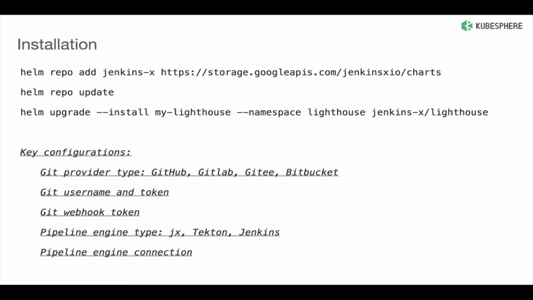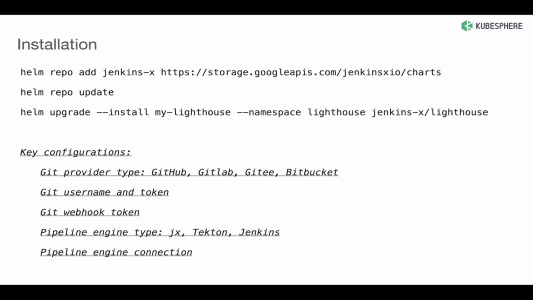Before we get deep into it, you need to know some key configurations. The first thing is Git provider type. You need to choose one of them. It could be GitHub, Gitlab, or others. And please provide a Git user and token. I'd suggest you choose a bot account instead of your personal account. Git webhook token. This is important.